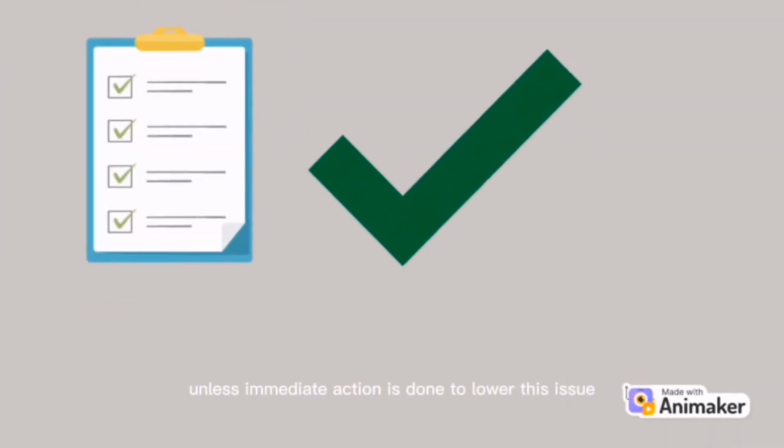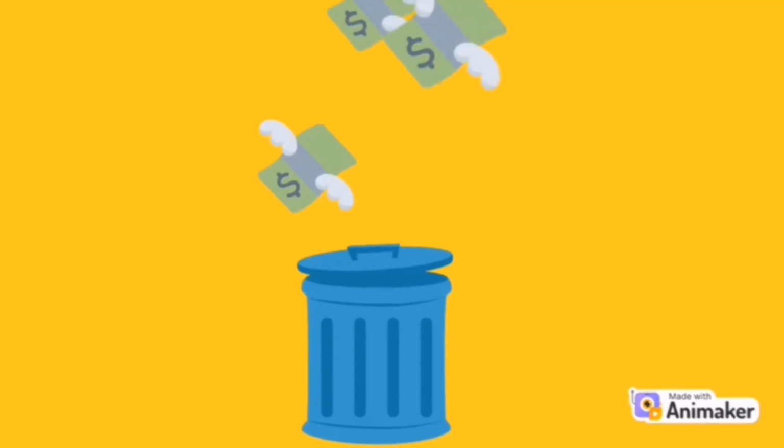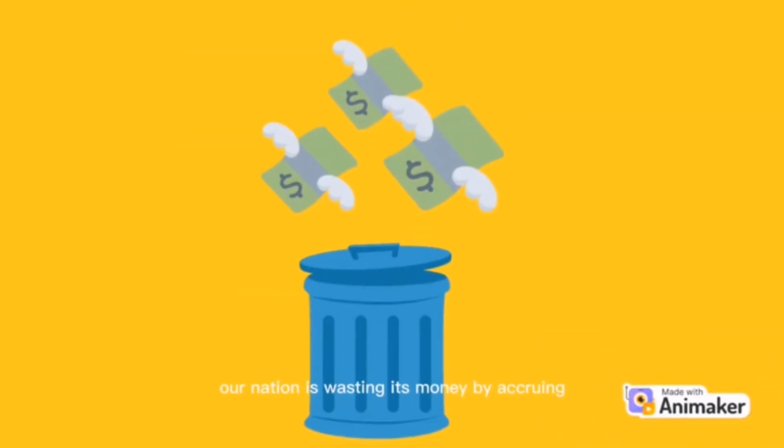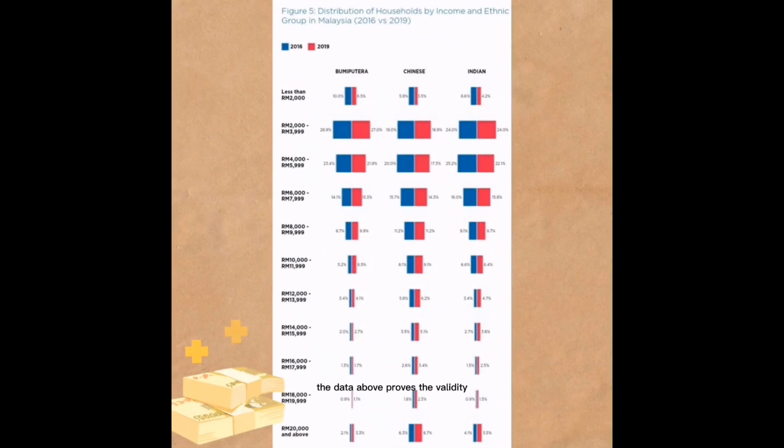Unless immediate action is taken to lower this issue through prudent fiscal management, the nation's debt load will only expand. Our nation is wasting its money by acquiring greater debt. Income is dropping. Nevertheless, we keep taking on more debt and end up using a large portion of our income to pay off our loans. The data above proves the validity of the statements made by Zohair.